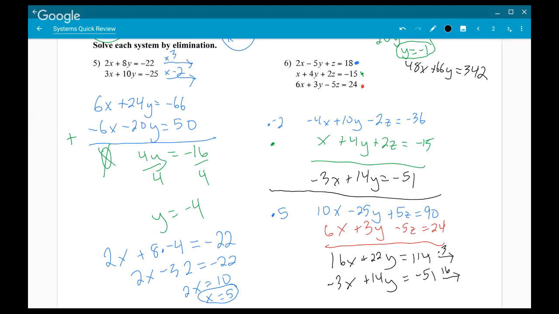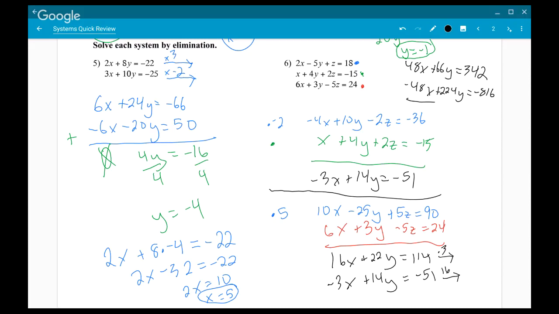The bottom one I'm multiplying by 16, so I've got -48x, okay? Don't be ashamed if you're doing 16 times 14 on a calculator. That's not really a big deal. I'm doing it just to double check. 224. And then 16 times 51, that's 816. We got to make sure to include the negative there, though.